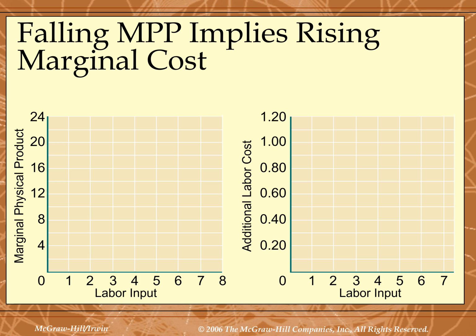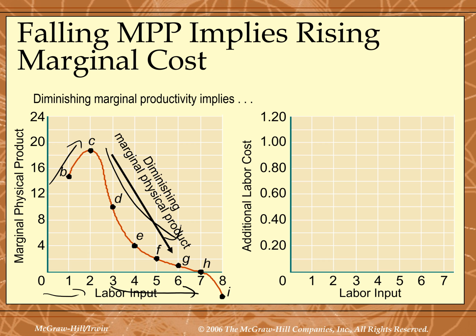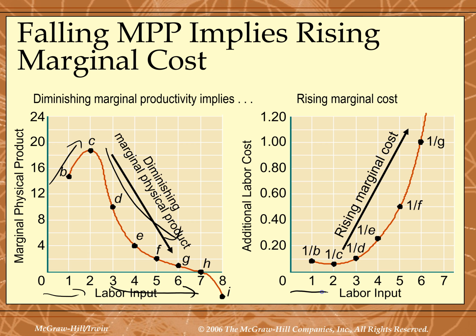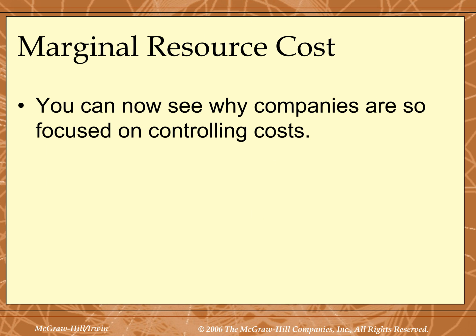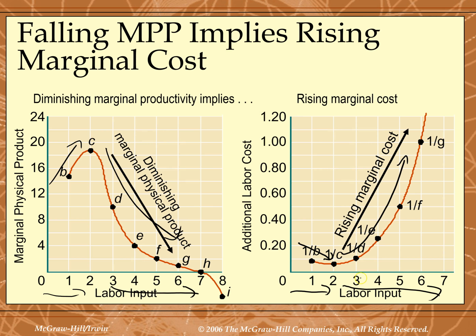Let's look at this. On the left-hand side is MPP. As you can see, MPP is rising for the first 2 workers. Then beyond 3 workers, it starts to fall. Well, what we see here, for the first 2 workers, marginal cost is declining slightly, and then beyond 3 workers, it's going up. So you can see why companies are so focused on controlling costs, because not only are costs going up, they're going up at a faster and faster rate.